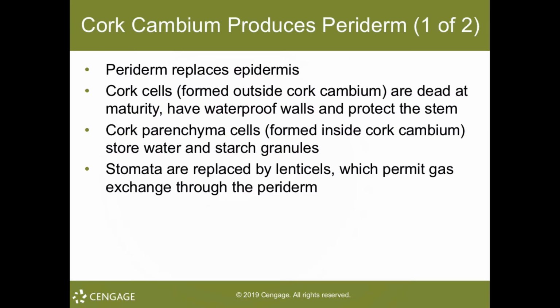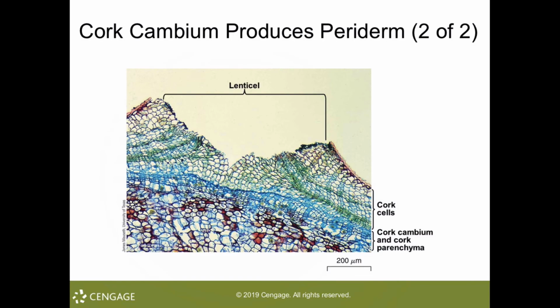Back to where I left off. So as we are here, the periderm I mentioned moments ago is what replaces the epidermis. And those cork cells, which are dead at maturity, have that waterproof barrier. The waterproof barrier, of course, is because of the coat with suberin. And the cork parenchyma cells also store a bit of water and starch granules. So now I mentioned just moments ago, stomata are replaced by lenticels. I repeat, stomata are replaced by lenticels. What lenticels do, class, is, of course, allow gas exchange through the periderm.